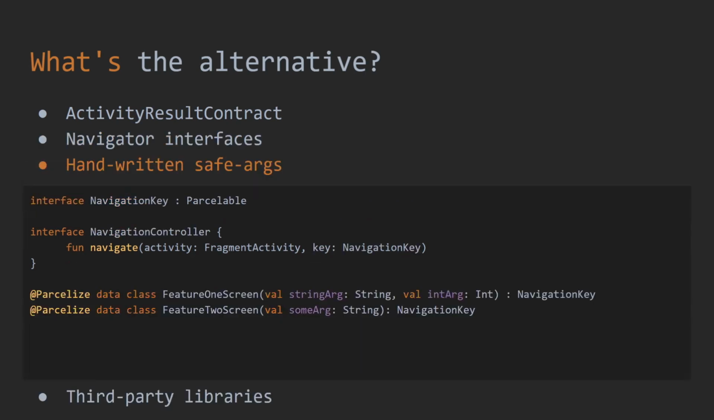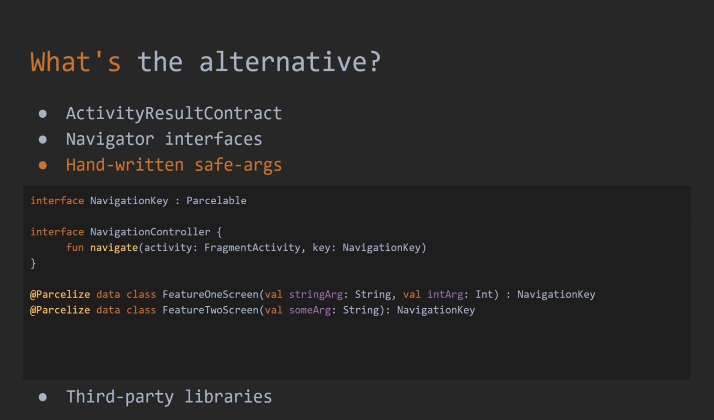Handwritten safeguards. Well, this is pretty close to what it sounds like. We're just going to take some inspiration from how safeguards works in AndroidX Navigation, but write the implementation ourselves by hand. To do this in its most simple form, you'll need two interfaces in the core module, and then a bunch of pass-level data classes that represent your screens and your arguments.